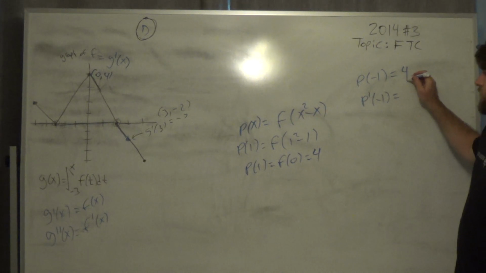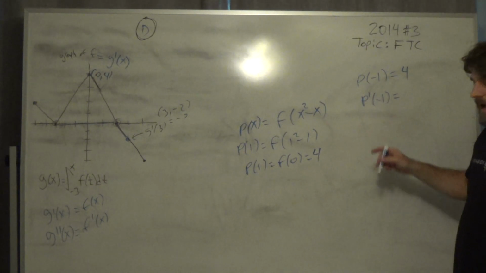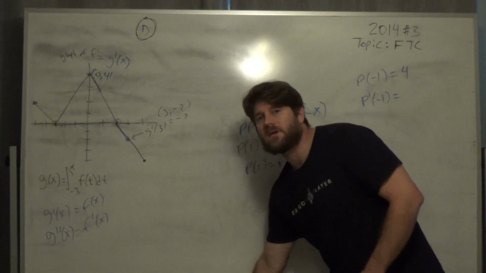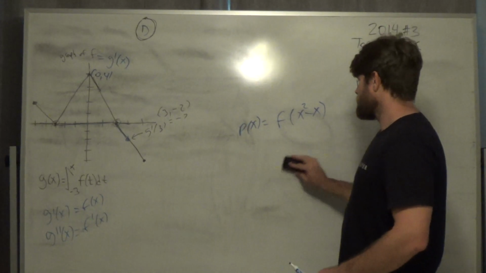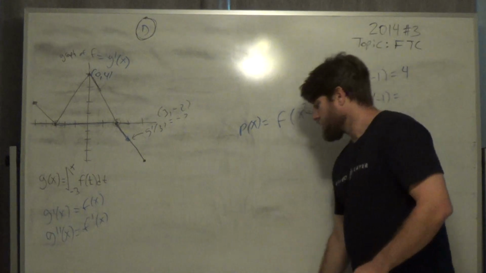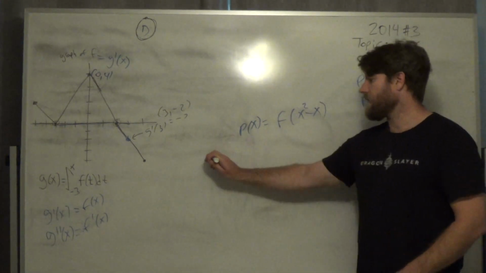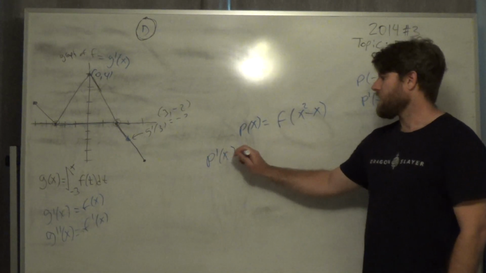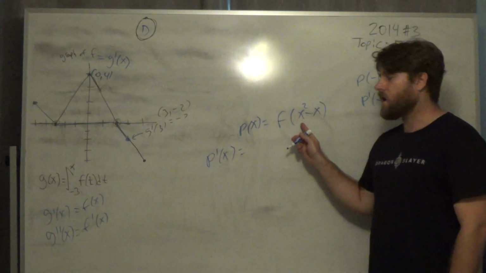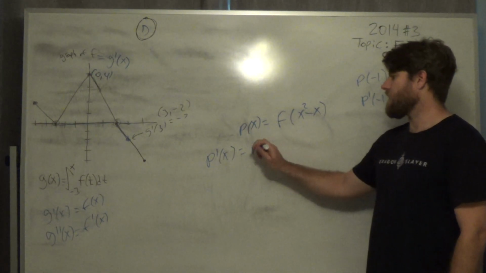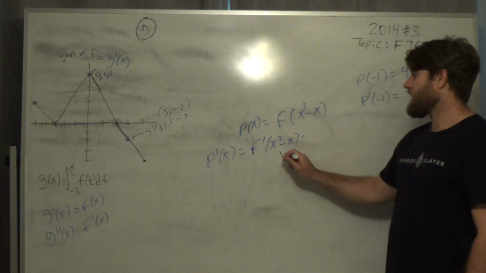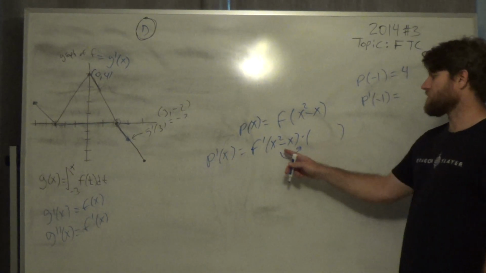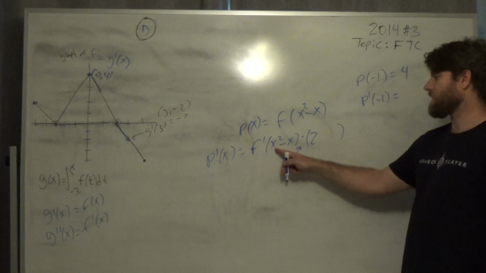All right, now we need p prime, and to get p prime, we need to take the derivative. So what is the derivative of p of x? It's p prime x. And this is the good old f of u problem. What's the derivative of f of u? The derivative of f of u is f prime u times chain. And the chain, the derivative of all this, is 2x minus 1.